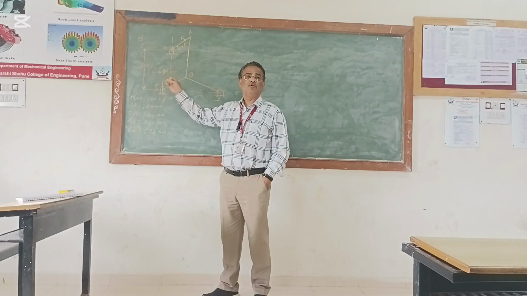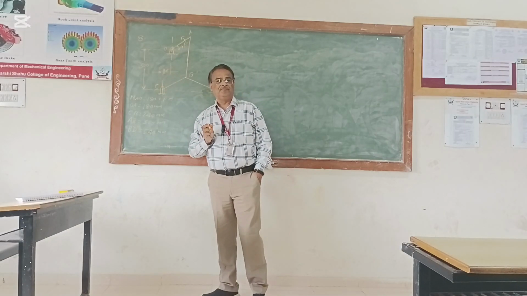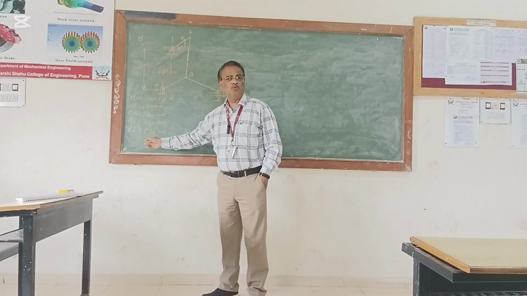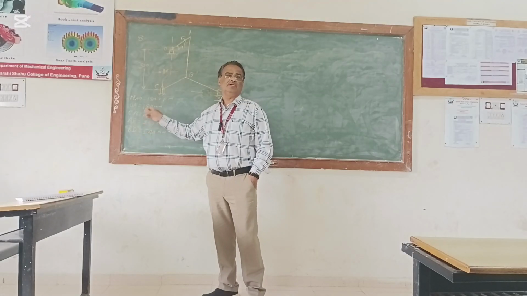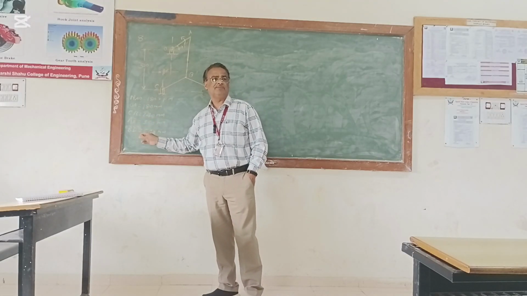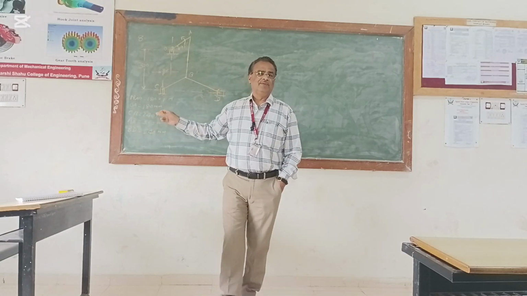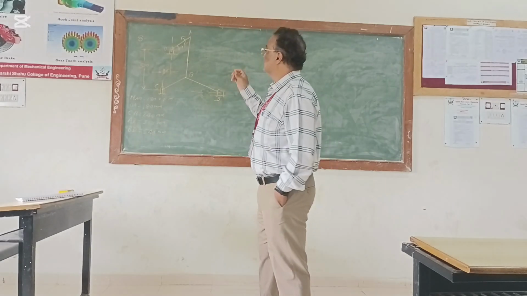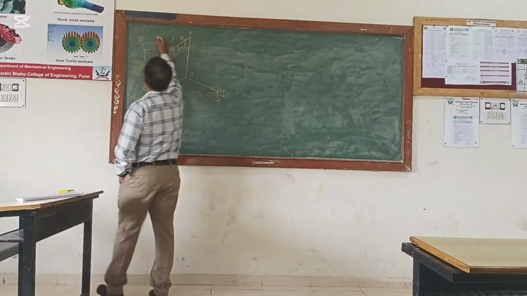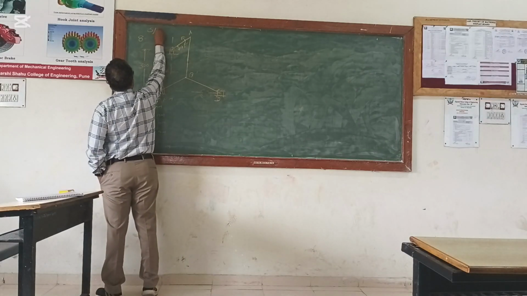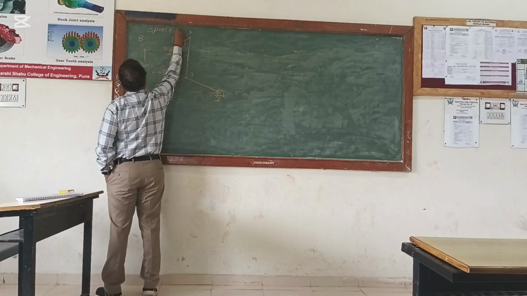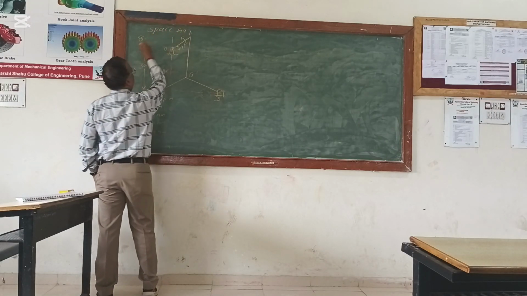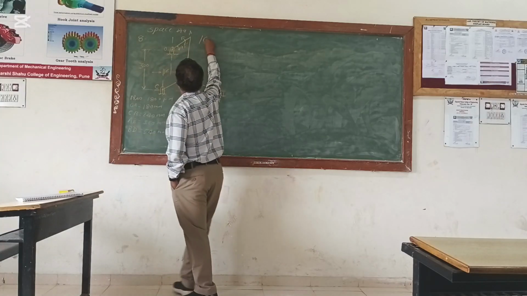This redrawn figure is called the space diagram. All dimensions are known to you. You have to observe the minimum dimension and maximum dimension. By knowing the minimum and maximum dimension, you have to select your scale, and this diagram we are calling a space diagram.